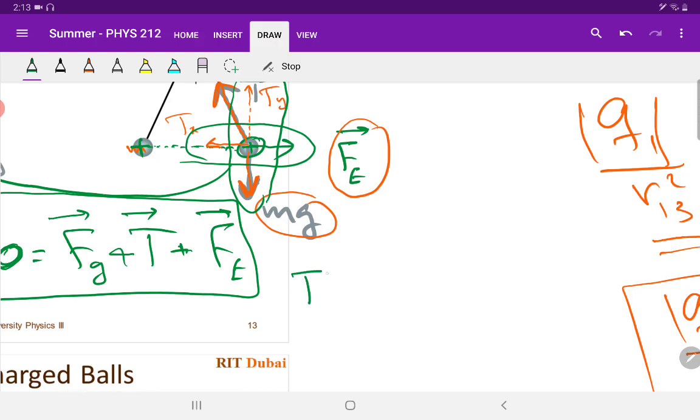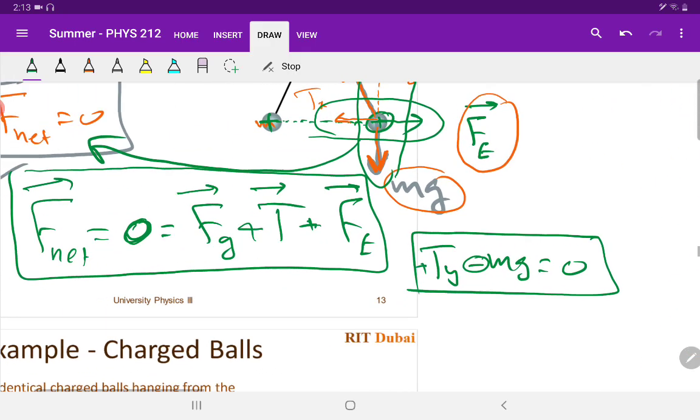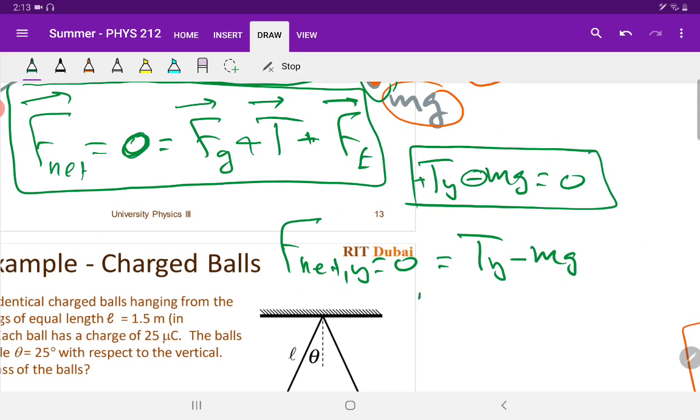We know that Ty minus mg should equal what? 0. Now, why is Ty positive? Because it's pointing up. mg is negative, that's why it's pointing down, that's why it has a negative sign. And why is it equal to 0? Because we know that F net y should equal 0, so it means Ty minus mg should sum to 0. Agree about this? In such a way that Ty equals mg.